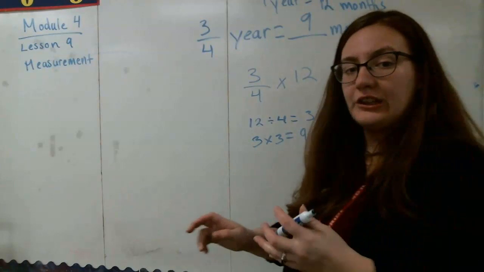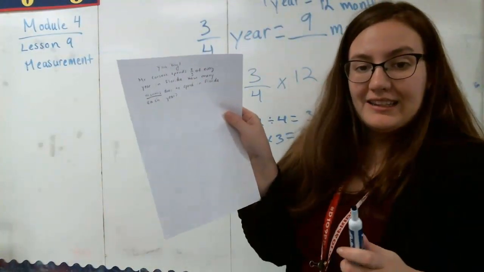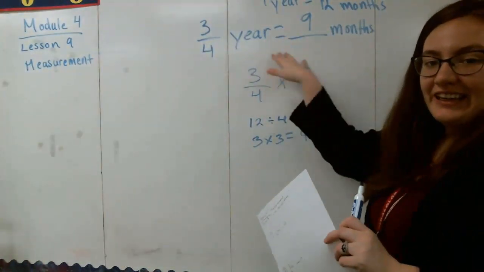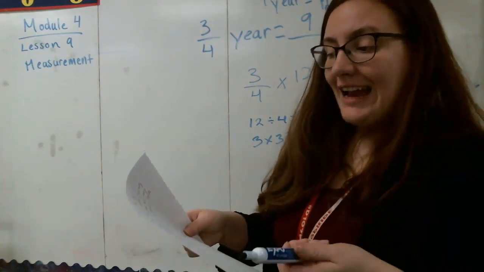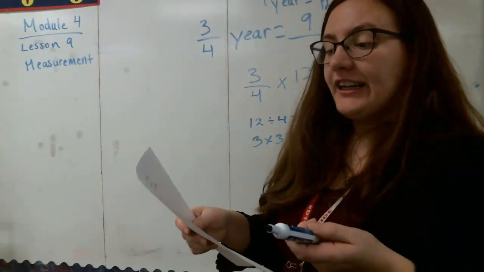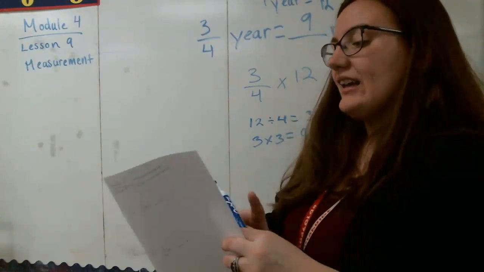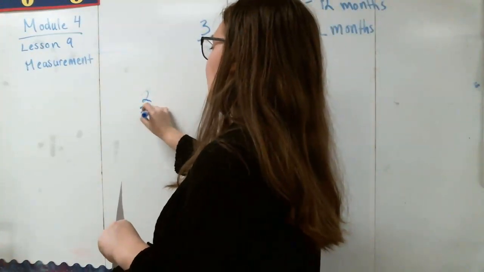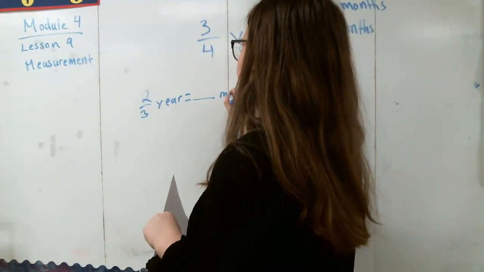Real quick, I am going to read your you try problem. It is on the back. It is a word problem, but if you look at this problem carefully, it should be able to help you solve this one right here. So it says, Mr. Corsetti spends 2/3 of every year in Florida. How many months does he spend in Florida each year? So this problem basically looks like 2/3 of a year equals how many months?